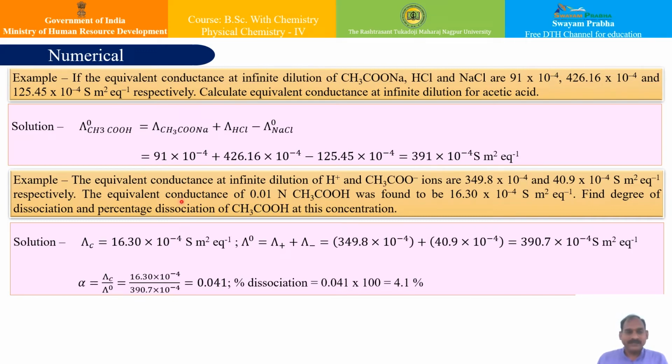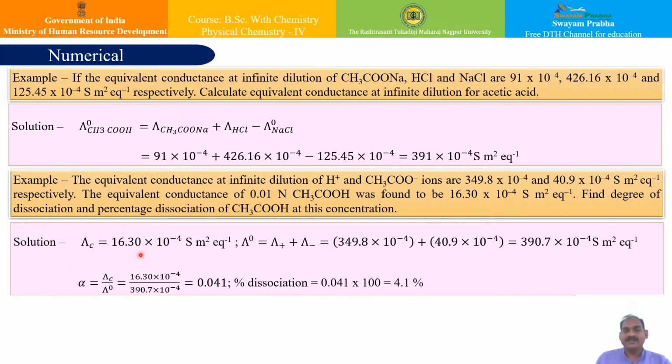Similarly, the next numerical: the equivalent conductance at infinite dilution of H plus and CH3COO minus acetate ions are 349.8 into 10 to the power minus 4 and 40.9 into 10 to the power minus 4 Siemens meter square per equivalent respectively. The equivalent conductance of 0.01 normal CH3COOH acetic acid was found to be 16.3 into 10 to the power minus 4 Siemens meter square per equivalent. Find the degree of dissociation and percentage dissociation of acetic acid at this concentration. The numerical is very simple.